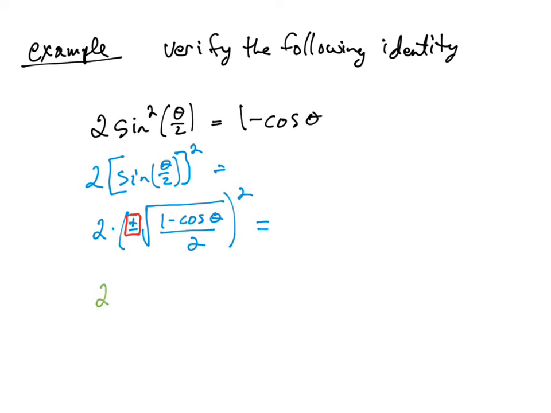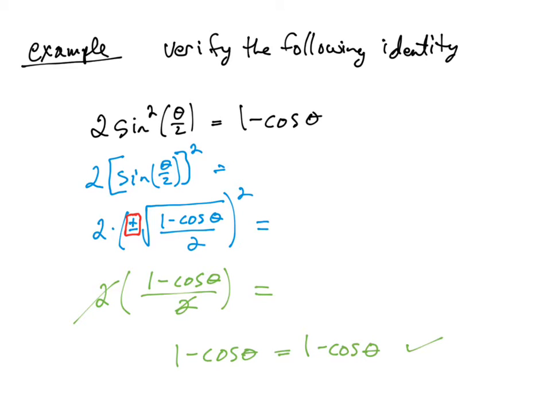So what we get is 2 times 1 minus cosine theta all over 2, and we can cancel out those 2. So we get 1 minus cosine theta is equal to 1 minus cosine theta, and that verifies the identity. So when we see something like sine squared of a half angle, that really is just going to be the radicand of the half angle identity. This is a common way we're going to use these half angle identities.